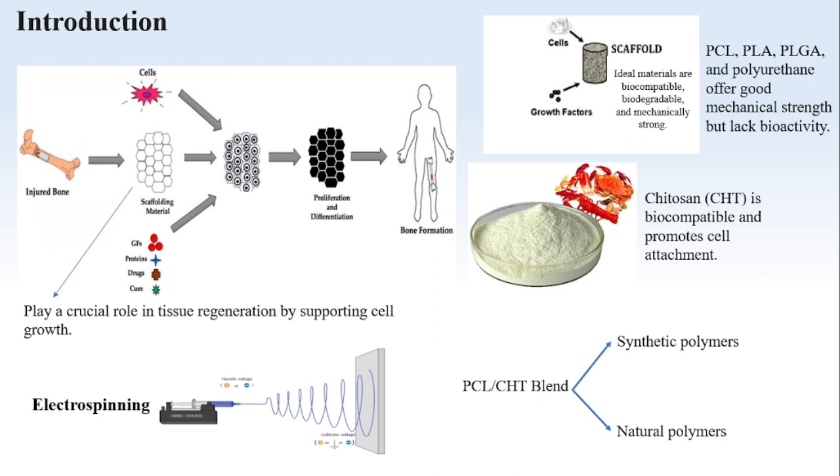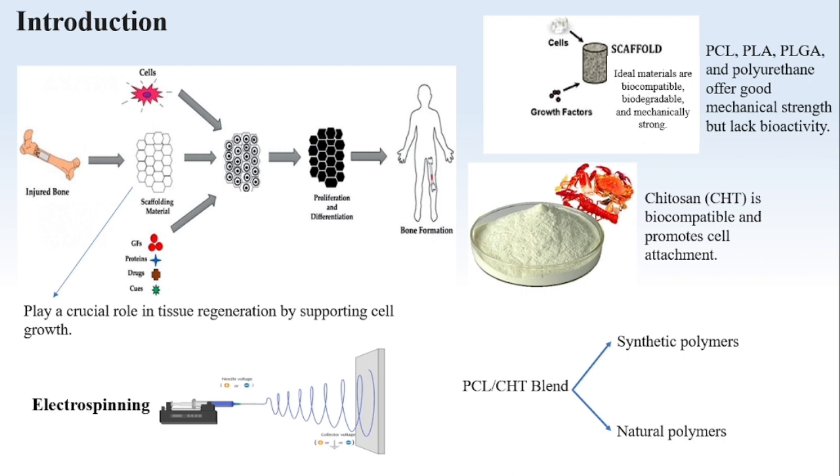But synthetic polymers like PCL, PLA, PLGA, or polyurethane are commonly used for vascular grafts due to their mechanical strength and biocompatibility. However, synthetic polymers lack reactive functional sites for biofunctional modification, leading to the development of a new hybrid material with a natural polymer such as chitosan, like we used in this study.